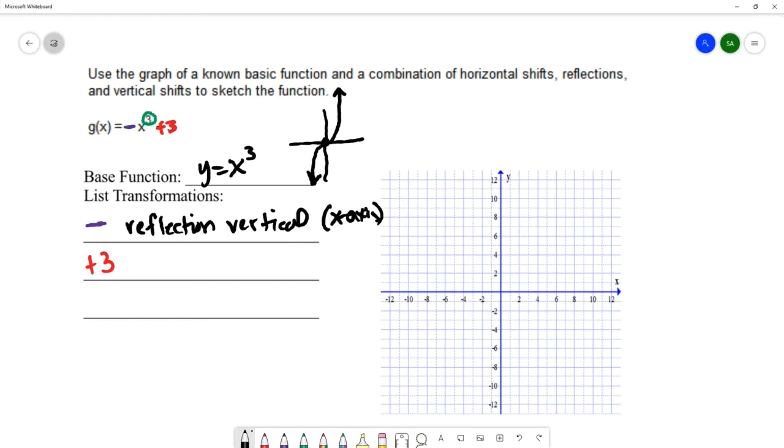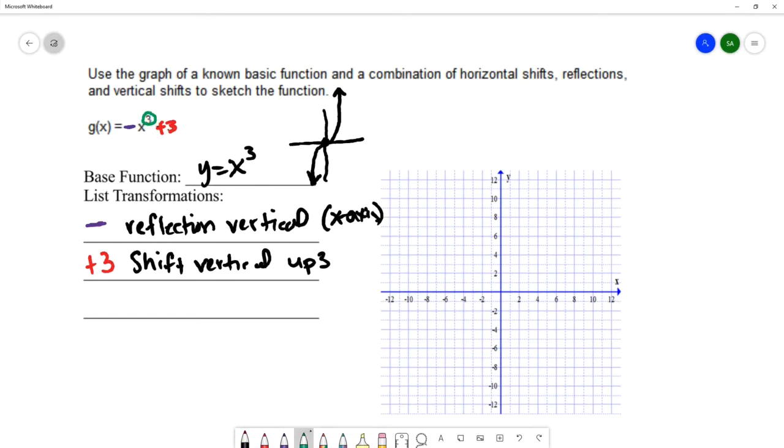Whenever I have adding or subtracting, that's when I have a shift. This plus 3 is happening outside of the base function, so I know it's vertical. When it's outside, it's vertical. And vertical is either up or down. Because this is a plus, it is up 3.